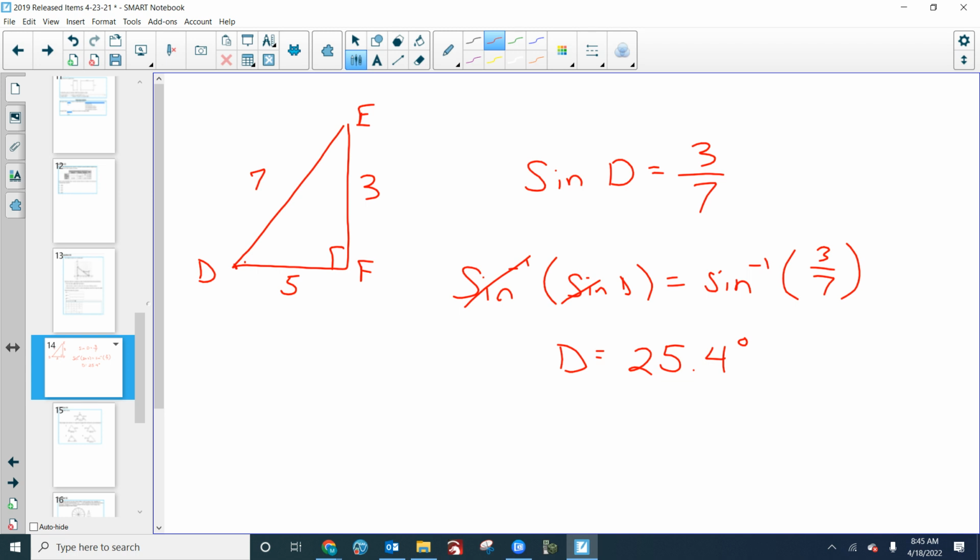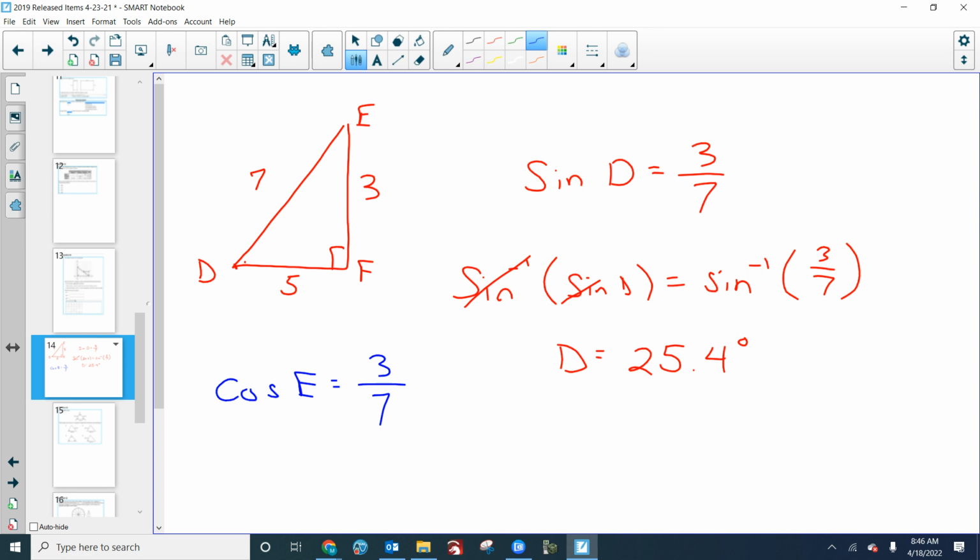What's the cosine of E? 3/7. Do you remember that relationship that the sine of A was equal to the cosine of B if they were the acute angles? Remember that? The sine of D equals the cosine of E because they're the acute angles in this right triangle. Okay, we good with that? So there's a difference. The cosine of an angle is this ratio.